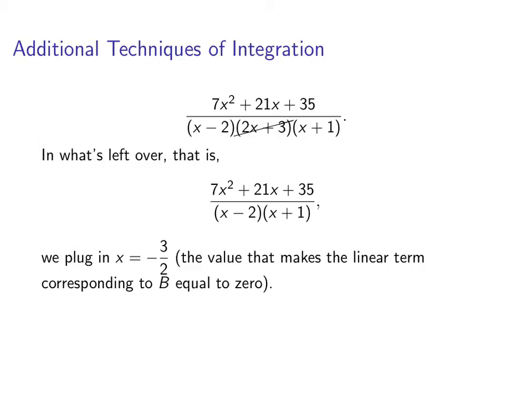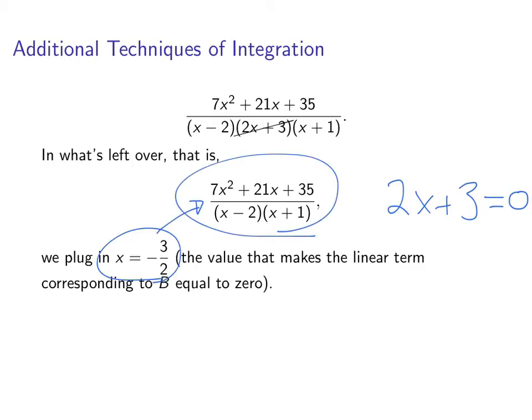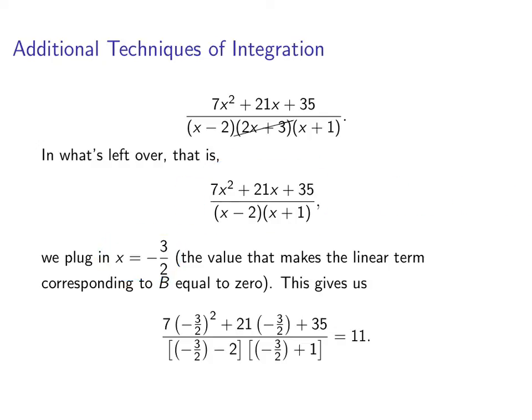Why negative 3 halves? Because that's the number that makes the expression underneath b equal to 0. Remember, what was underneath b? It was 2x plus 3. And if I set that equal to 0, could you solve for x? Sure you could, and you'd end up with x equals negative 3 halves. That x equals negative 3 halves is what we're going to plug into this expression. That's going to be what b is. I went ahead and worked all that out too, and I got 11.